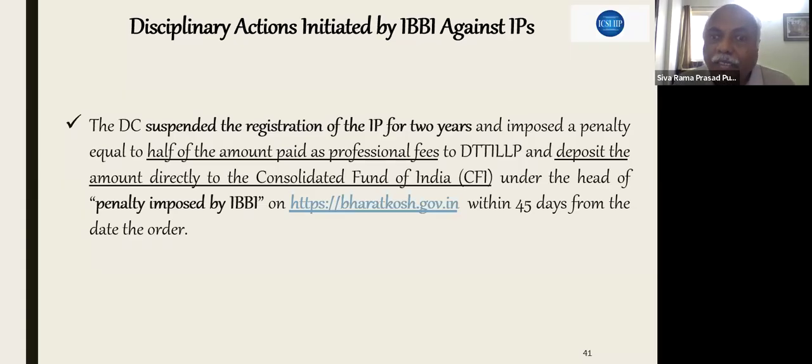That is the bharatkosh.gov.in within 45 days from the date of order. Why should we invite this one? Two years means after that also nobody will believe. The brand is always there. The brand is also reflected in the IBBI website. Anybody can view that one. Today, if I am going to an IP and how many cases are handled, all these things, and if any red marks are there, that also they will put on the website for the public.